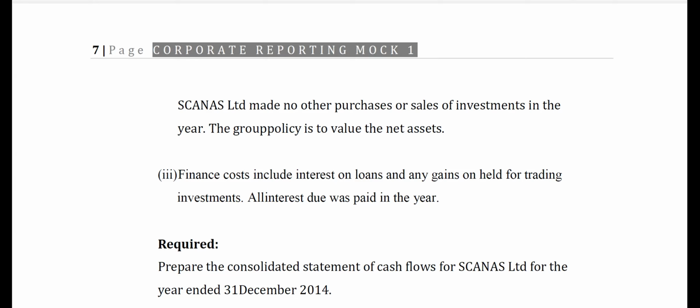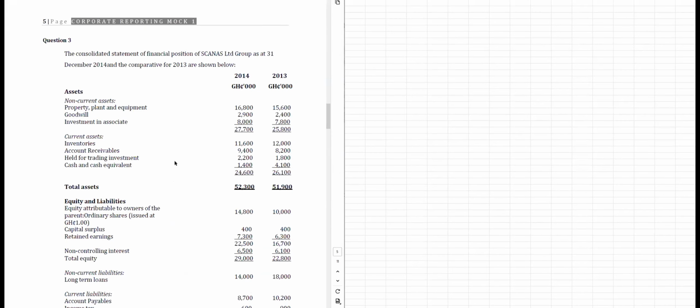Okay. So now that we've seen this, what's the first thing we need to do? We open the various accounts. So first of all, we create a cash flow statement itself, right? What's the name of the group? Scanners Group, right? Okay. So we say Scanners Group.